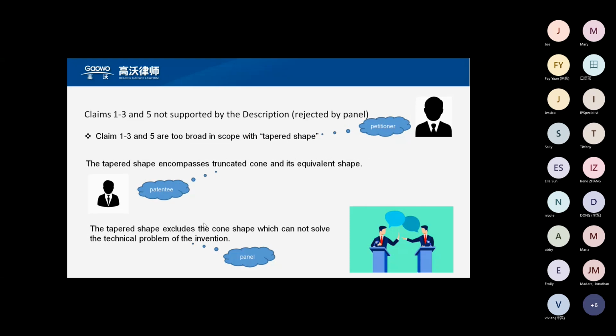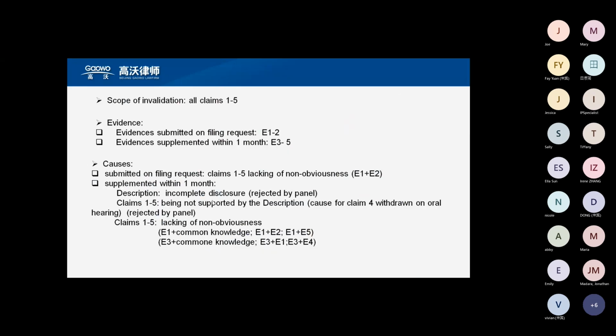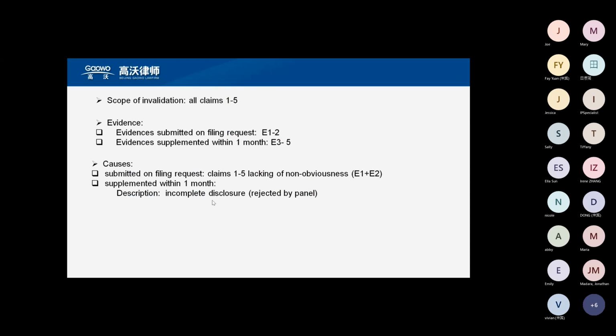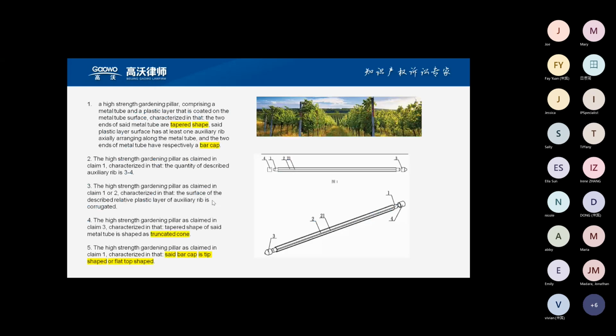The next reason I put forward is that claims 1, 3, 2, 3, and 5 are not supported by the description. I argued that these claims are too broad in scope with the tapered shape. Specifically, let's go back to the picture so it's easy for you to understand what I'm saying. As you can see, claim 1 just recites that the two ends of the metal tube are tapered shape.